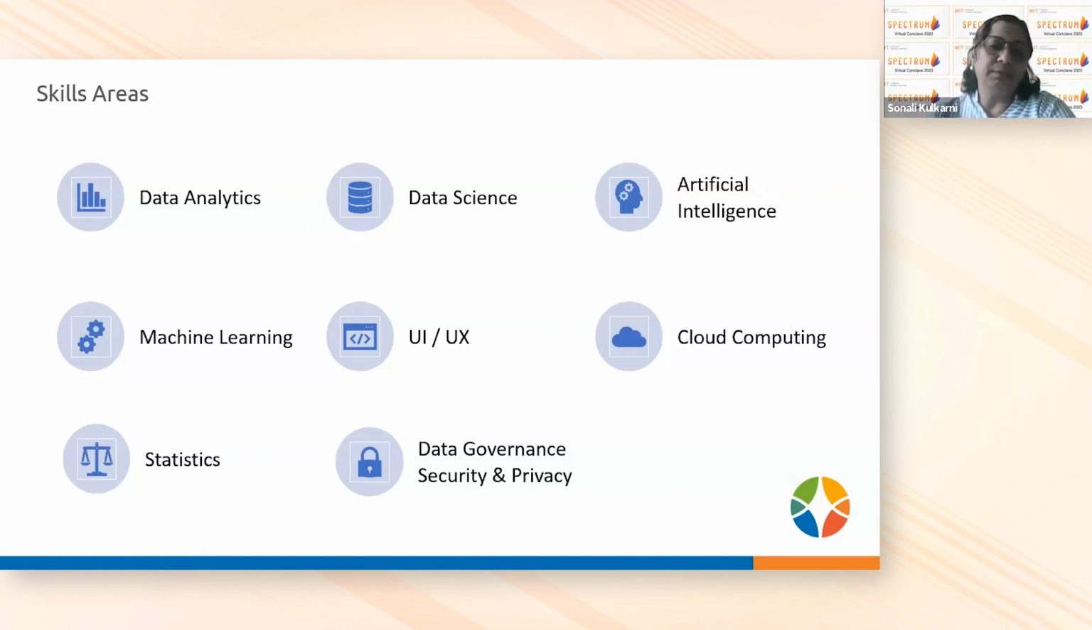Statistics is core science, and many of the data science models are basically based on statistical analysis or the core statistics. Data governance, security, and privacy is altogether another big area wherein a lot of things are taking place right now, and there are a lot of opportunities that could come in this domain as well.